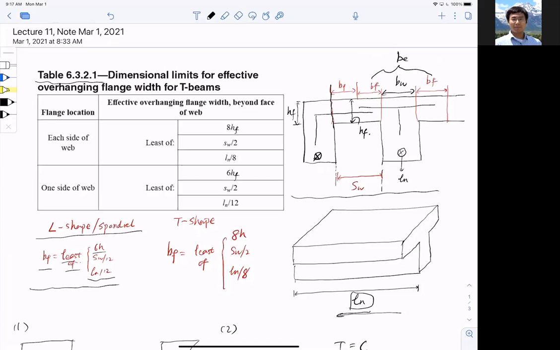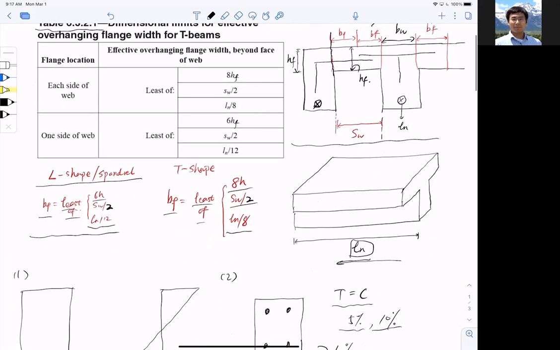Now for the T-beam in the middle, how do we determine the flange overhang, or the extension? So that is the least of HF, SW divided by 12, I believe. Let me make sure it's not a typo. Sorry, this is not 12. I made a mistake here. I was feeling a little bit weird. So this is 2, just to clarify that. This is 2. And then here is ln divided by 8. Ln divided by 8. Okay, now this is all fine. But for the T shape, there might be some problem.